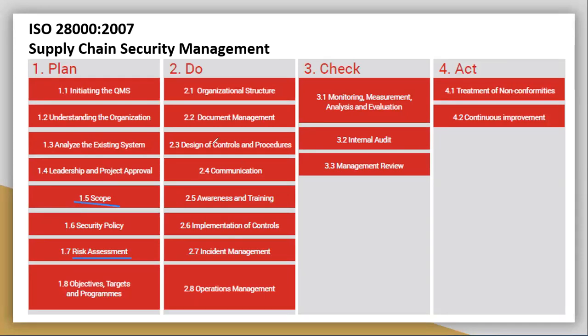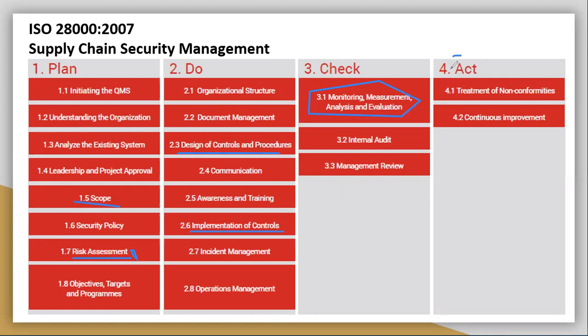Then in the do phase, what you do there is what? You design controls to mitigate the risks you found during your risk assessment, and you also carry out your implementation of controls and so on. Then in the check phase, most importantly, you do your auditing and monitoring, to ensure that the controls and the procedures you established in the do phase are being implemented and are working as intended.